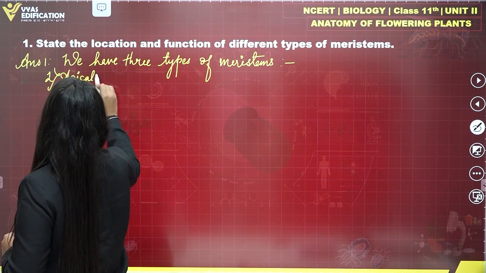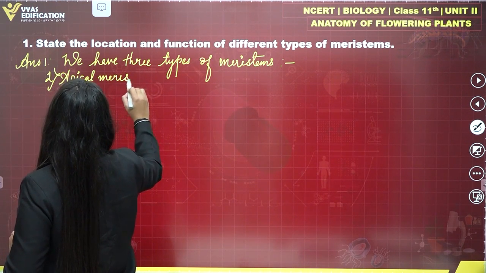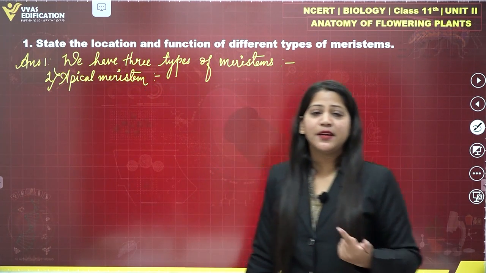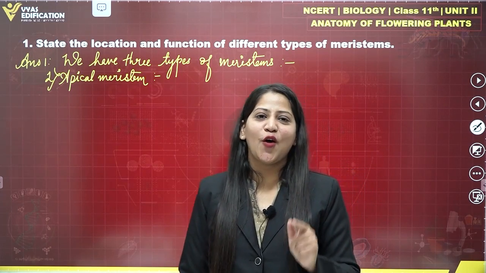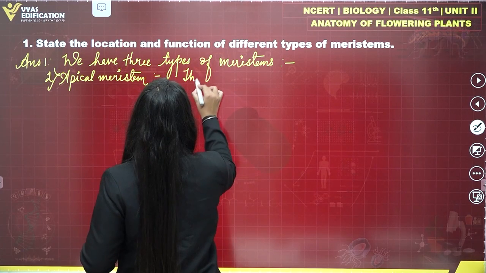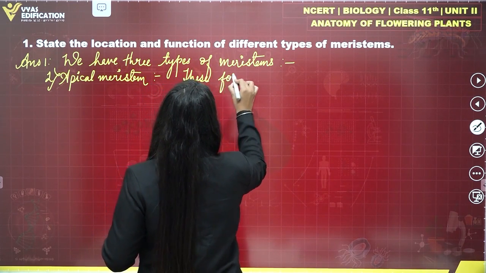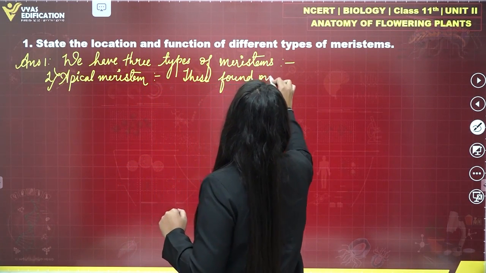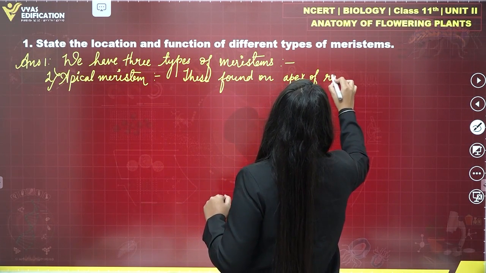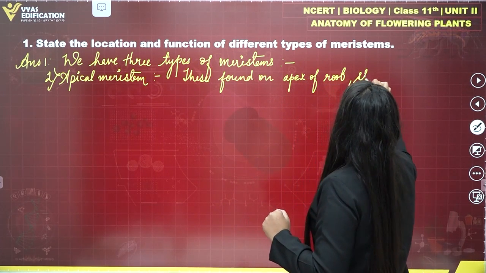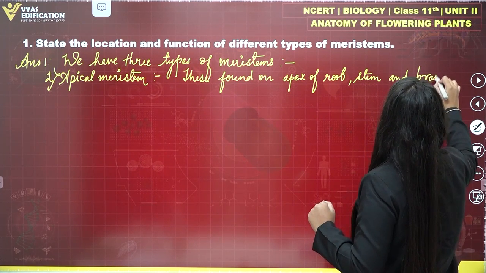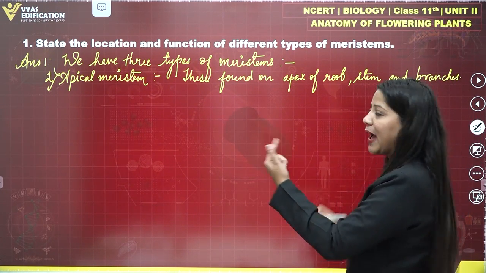Apical meristem. Now, this apical meristem, we know that it is found on the apex of stem, root and their branches. So we'll write this: these are found on the apex of root, stem and branches. So this is the location of apical meristem.